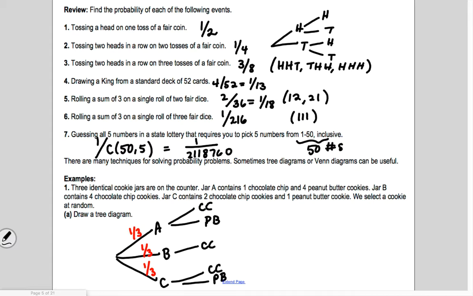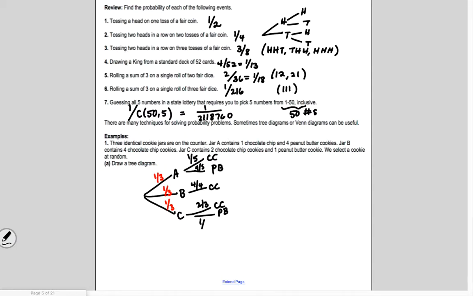So with jar A, we have 1 chocolate chip, we have 4 peanut butter. So I have a 1/5 chance of getting the chocolate chip once I've chosen jar A, right? And I have a 4/5 chance of getting the peanut butter. For chocolate chip for B, I have 4 out of 4. Isn't that just 1? They got a little messy there. 4/4, that's just 1. All right, how about jar C? Looks like a 2/3 chance of getting chocolate chip and a 1/3 chance of getting peanut butter. So that's our tree diagram.